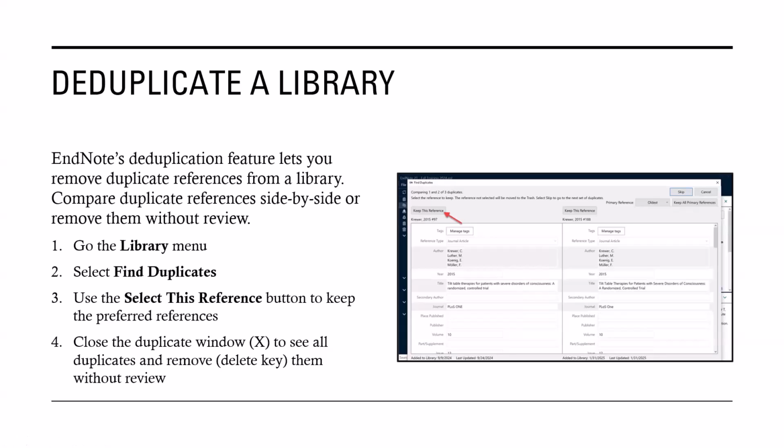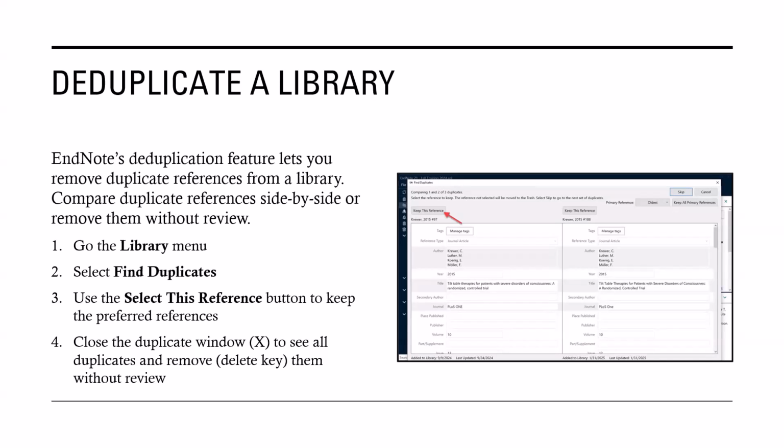So there could be one reference that has a data field that's empty, but the other reference has that data plugged in. And that can be for lots of different reasons, but most likely due to wherever you grabbed this reference from. So whatever resource this reference came from. And then you can choose which reference you would like to keep, and EndNote will just keep pushing you forward to the next duplicate until you've finished.